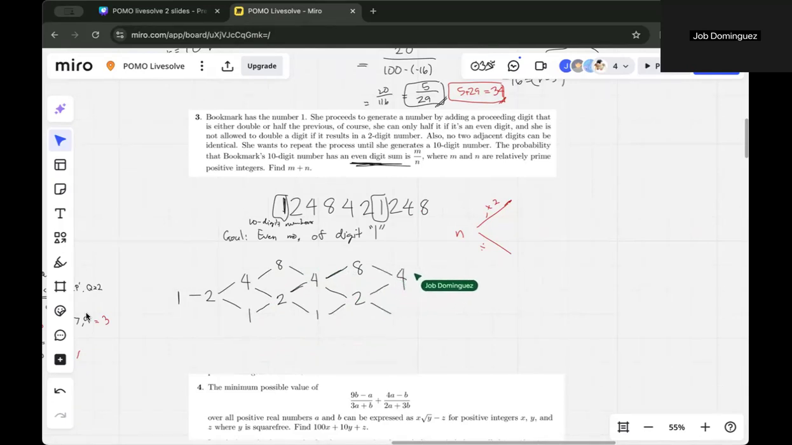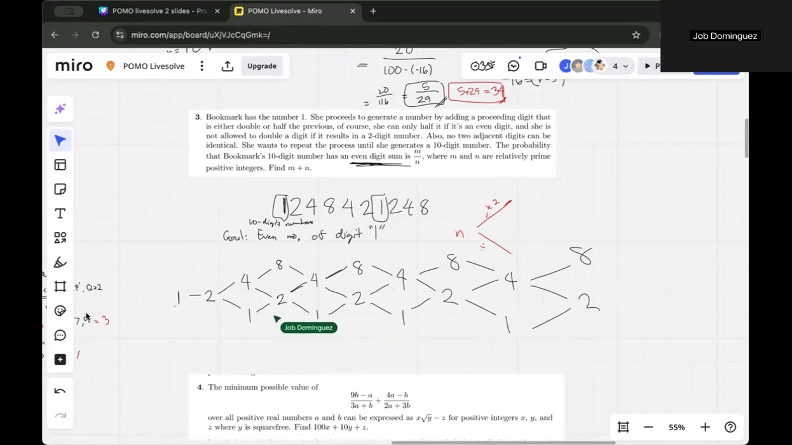4, 1, 2, 8. How many numbers is that? 1, 2, 3, 4, 8. Okay, 2 ones. Go down. 1, and 3, 4. Then last one, right? 8. And so this is from the first digit again.